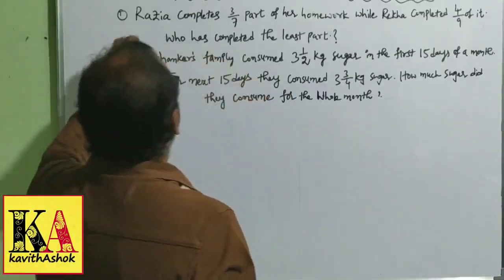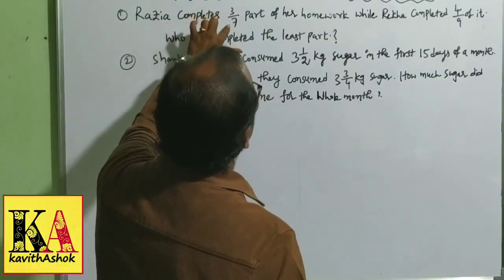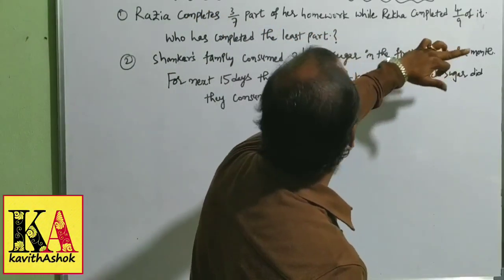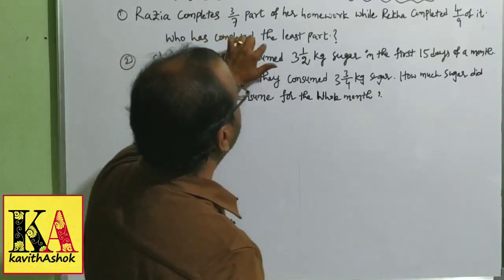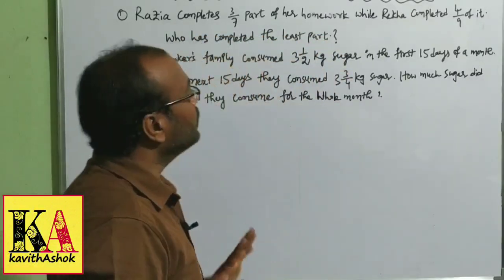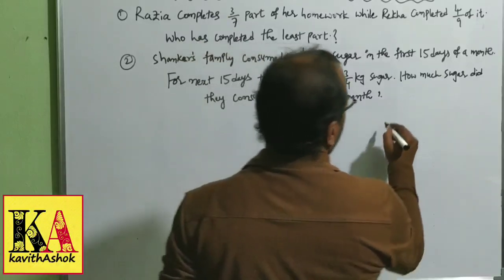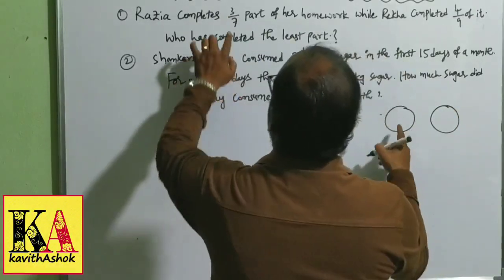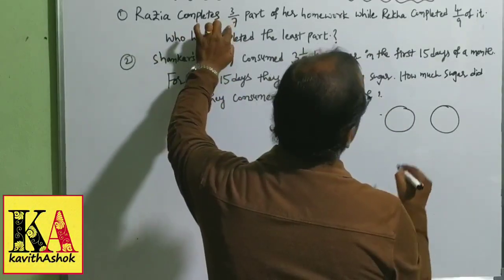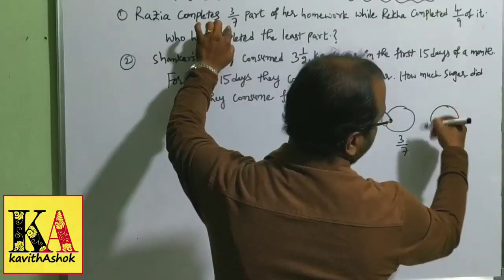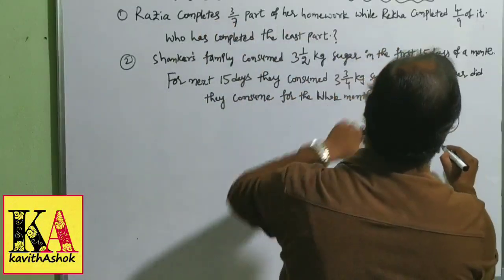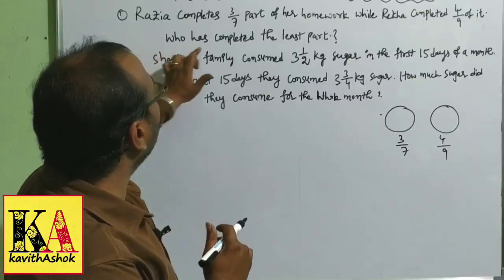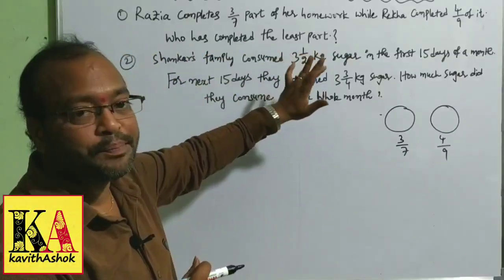Look at here. Razia completes 3 by 7 part of her homework, while Rekha completed 4 by 9 of it. Who has completed the least part? So both have the homework. One part is there here, another part is there. Razia completed 3 by 7 part of this one. The same homework is there, but she completed 4 by 9 parts of this. We have to know who has completed the least part.